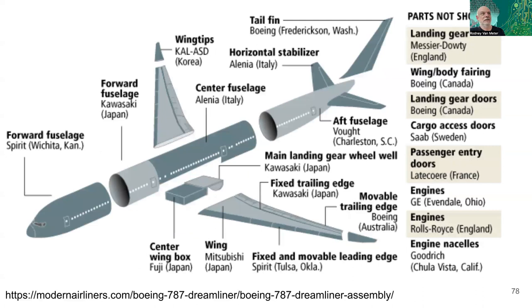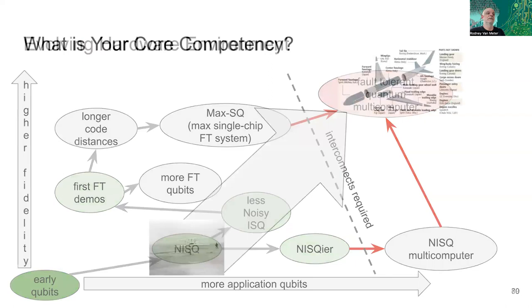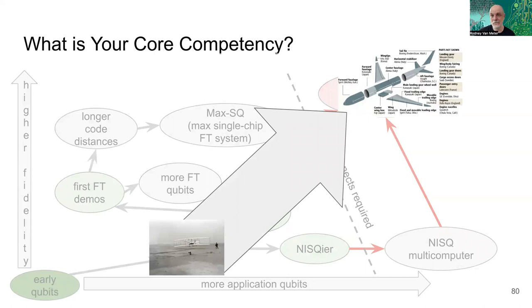So the question for you, going from here to there, what is your core competency? What is it that you bring to doing this? How can you help us build these entire systems? Us meaning not just me and my group, but the entire global community of quantum people all working to build these kinds of things. What is it that you bring to the table? I hope you'll contribute to our overall global effort, because it's all hands on deck.